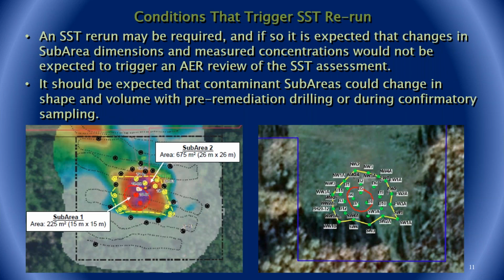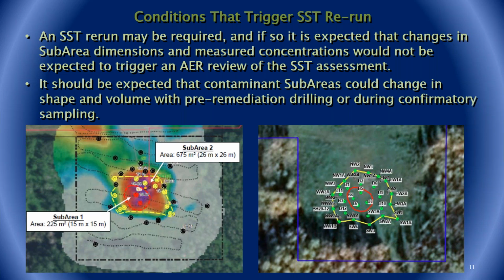Conditions that could trigger an SST rerun. An SST rerun may be required, and if so, changes in subarea dimensions and measured concentrations would not be expected to trigger an AER review for an SST assessment. It should be expected that contaminant subareas could change in shape and volume with pre-remediation drilling or during confirmatory sampling during the remediation. If the subarea shape has changed somewhat, but the depth of impacts and the area remain the same, it can be expected that no further SST reruns are required.